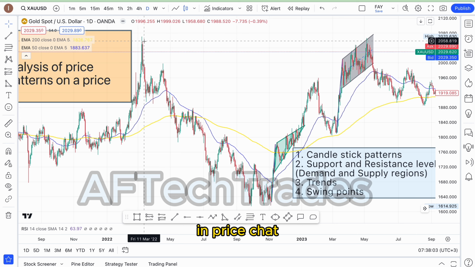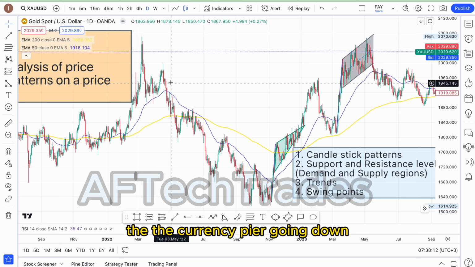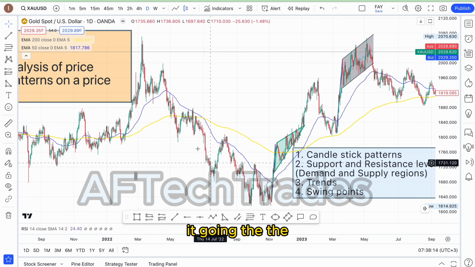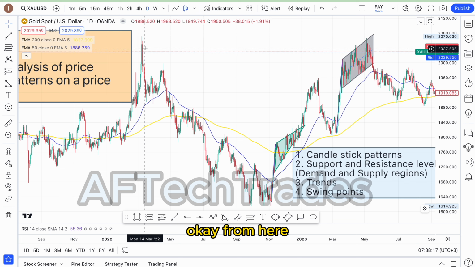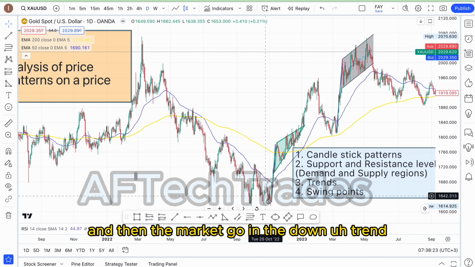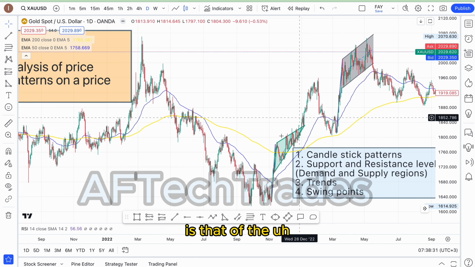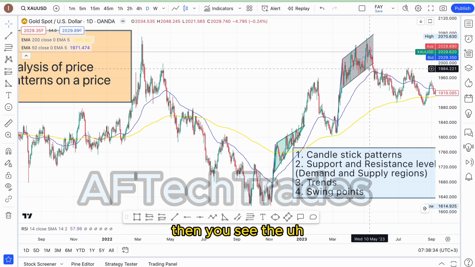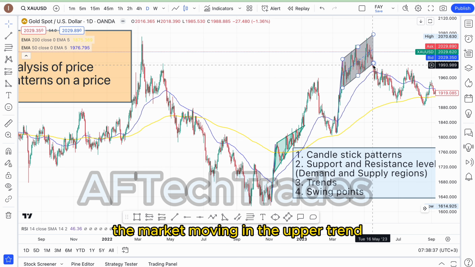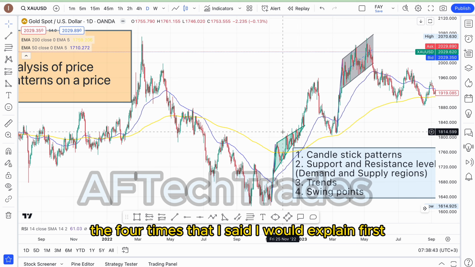But in a price chart, how does this look? When there is a supply, you see the currency pair going down, going in a downtrend. From here I could say there is a supply here, there is a supply here. Sellers are in the market, and then the market goes in the downtrend. The reverse is that of the demand. When there is buying, then you see the market moving in an uptrend. So these are the four terms that I said I would explain first.